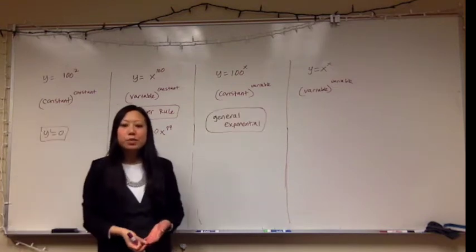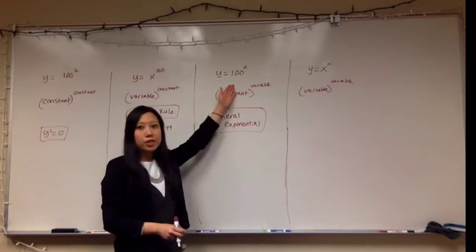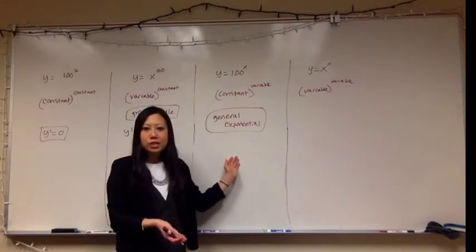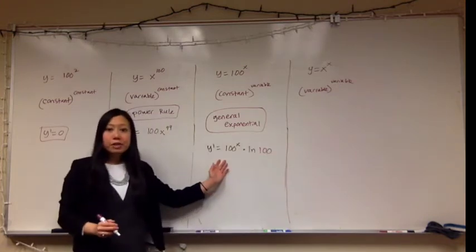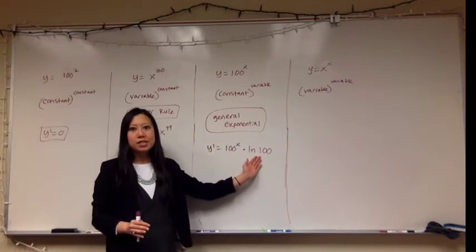The third case is when we have a general exponential function. So if I have a general exponential function, a constant raised to a variable, we know that the derivative is the original exponential function times the natural log of the base. So the derivative here is the original exponential function times the natural log of the base.